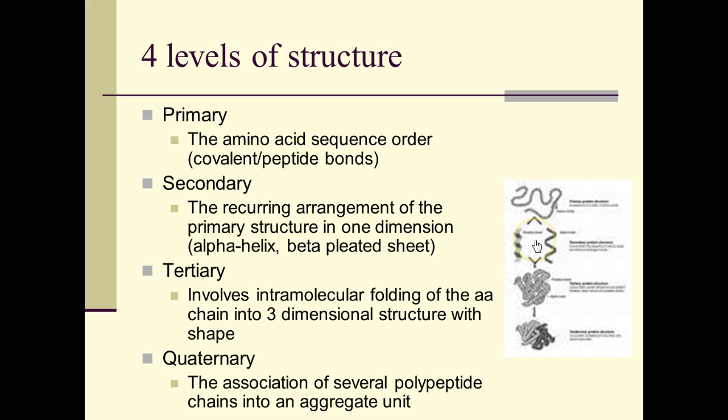Then they start to do a secondary level of structure, which is a reoccurring arrangement of the primary structure in one dimension. We call it an alpha helix or a beta pleated sheet. It kind of starts to look like DNA. They start to fold in on each other. The tertiary is intermolecular folding. So now not only do we have them in a beta pleated sheet, they're all folding in on each other. It involves the intermolecular folding of the amino acid chain into a 3-dimensional structure. Then the last is quaternary. This is several polypeptide chains in one aggregate unit to make that solid protein. So those are the 4 levels of structure. You would need to be able to recognize the difference in, for example, a multiple choice test.